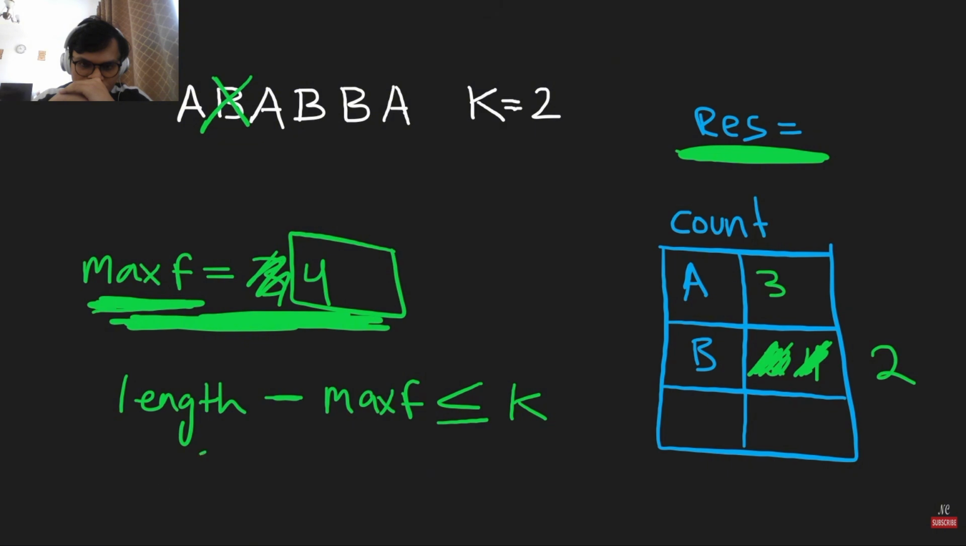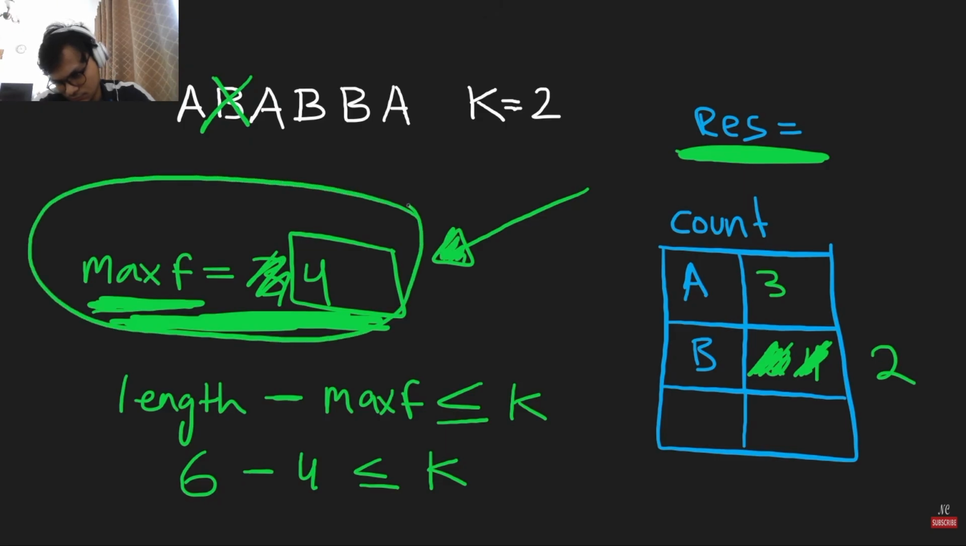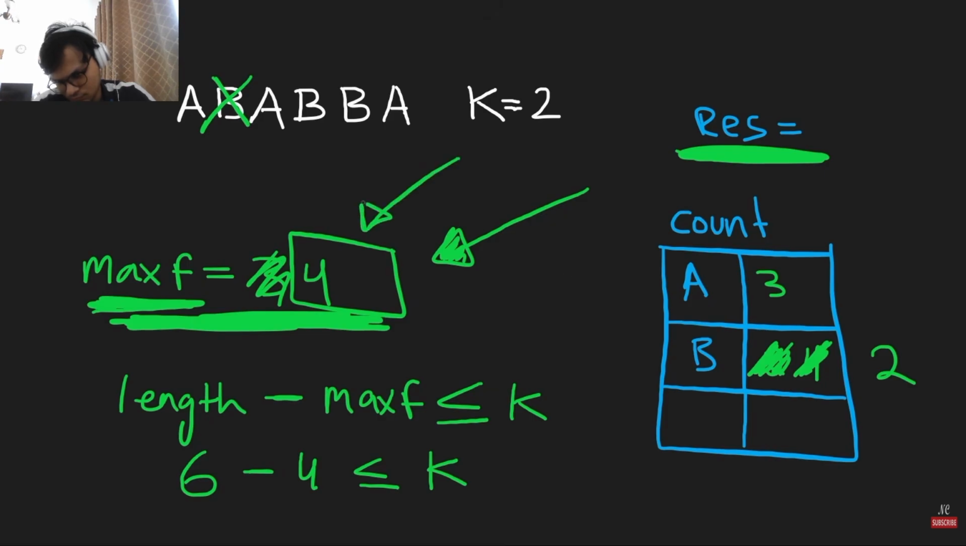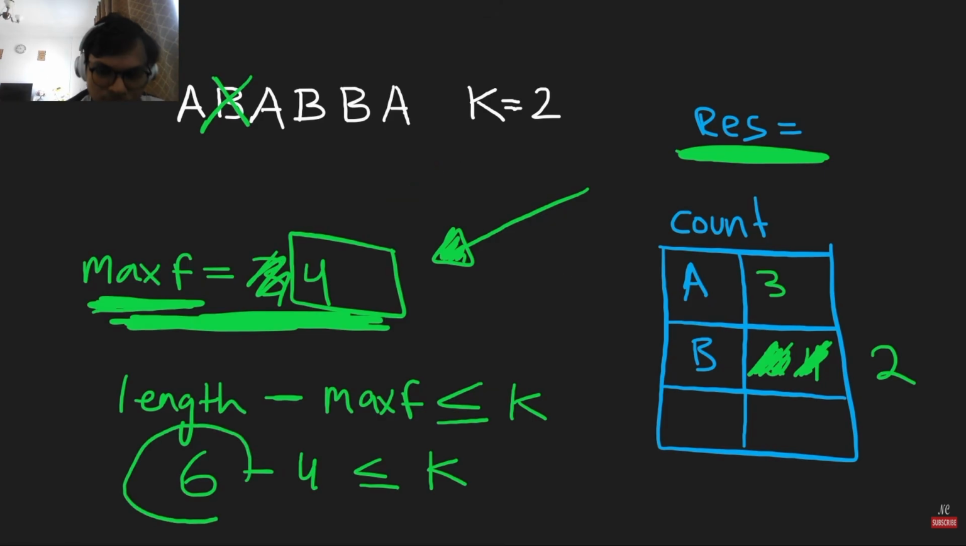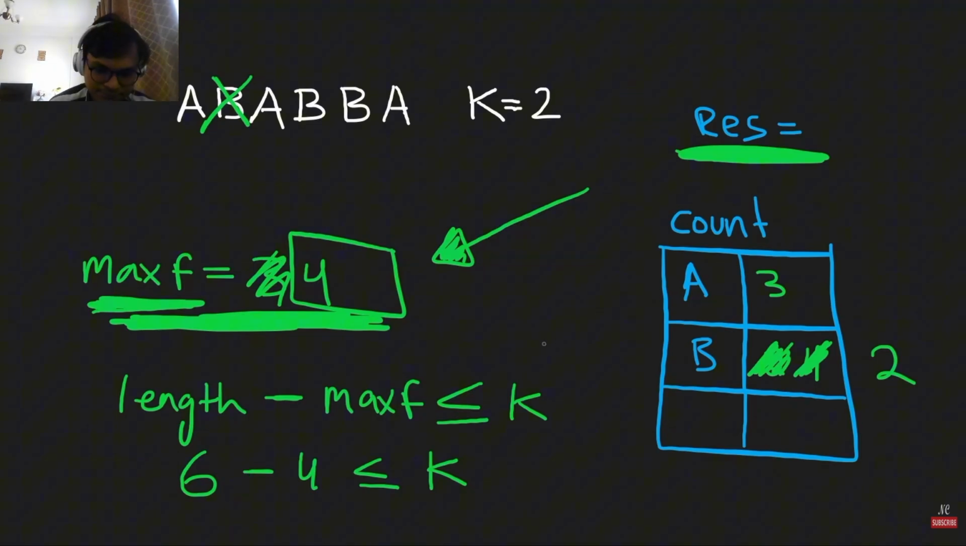Because for example, if I had a 6 minus 4 that was less than or equal to k, which is 2 in our example, and I leave this as a 4, I'm basically overestimating what the max frequency is. But we know at least at one given point in time it was a 4, so we were able to take the length 6 and set it equal to our result. So let's say our result is now 6.